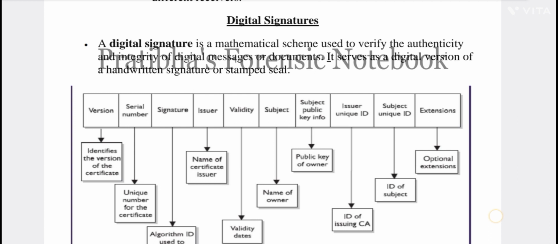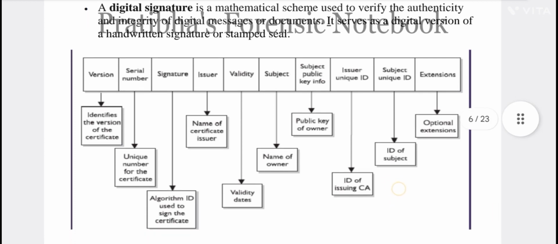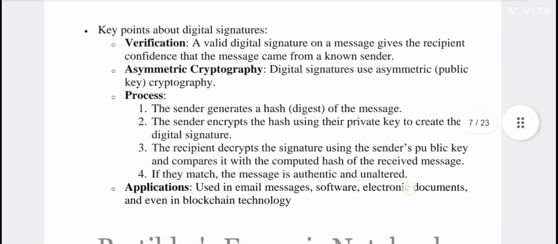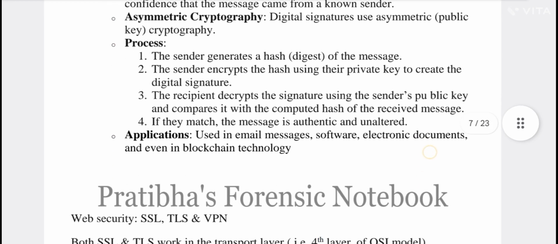Basically it can be visualized as an electronic fingerprint that is encrypted and identifies the identity of the person who actually signed it. For example, it is a mathematical scheme used to verify the authenticity and integrity of digital messages or documents. For that, first of all, guys, see your ATM card or any other card, and then study the version, serial number, signature, and issuer validity. Here are some key points you can study.